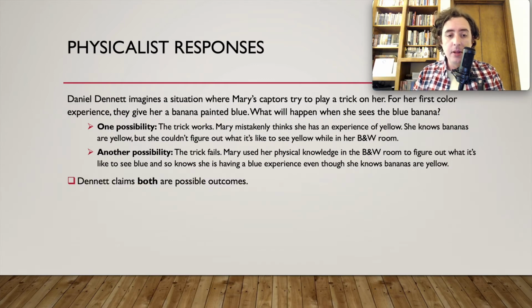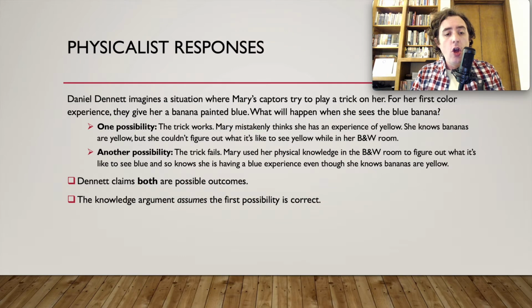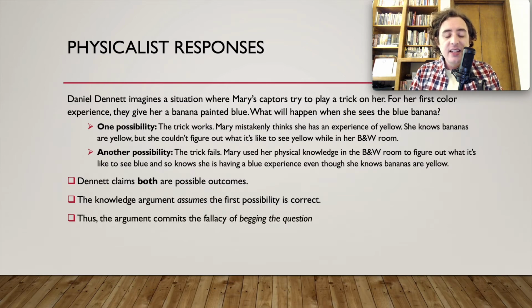Dennett's main claim is just that both of these are possible outcomes. We don't know which of these would happen. But the knowledge argument assumes that the first possibility is correct. And thus, Dennett thinks that the argument commits the fallacy of begging the question. By assuming that she's going to learn something when she leaves the room, it's already assuming that knowing all the physical information is not enough. It's already assuming that physicalism is false. And your argument shouldn't assume your conclusion in the very premises themselves.